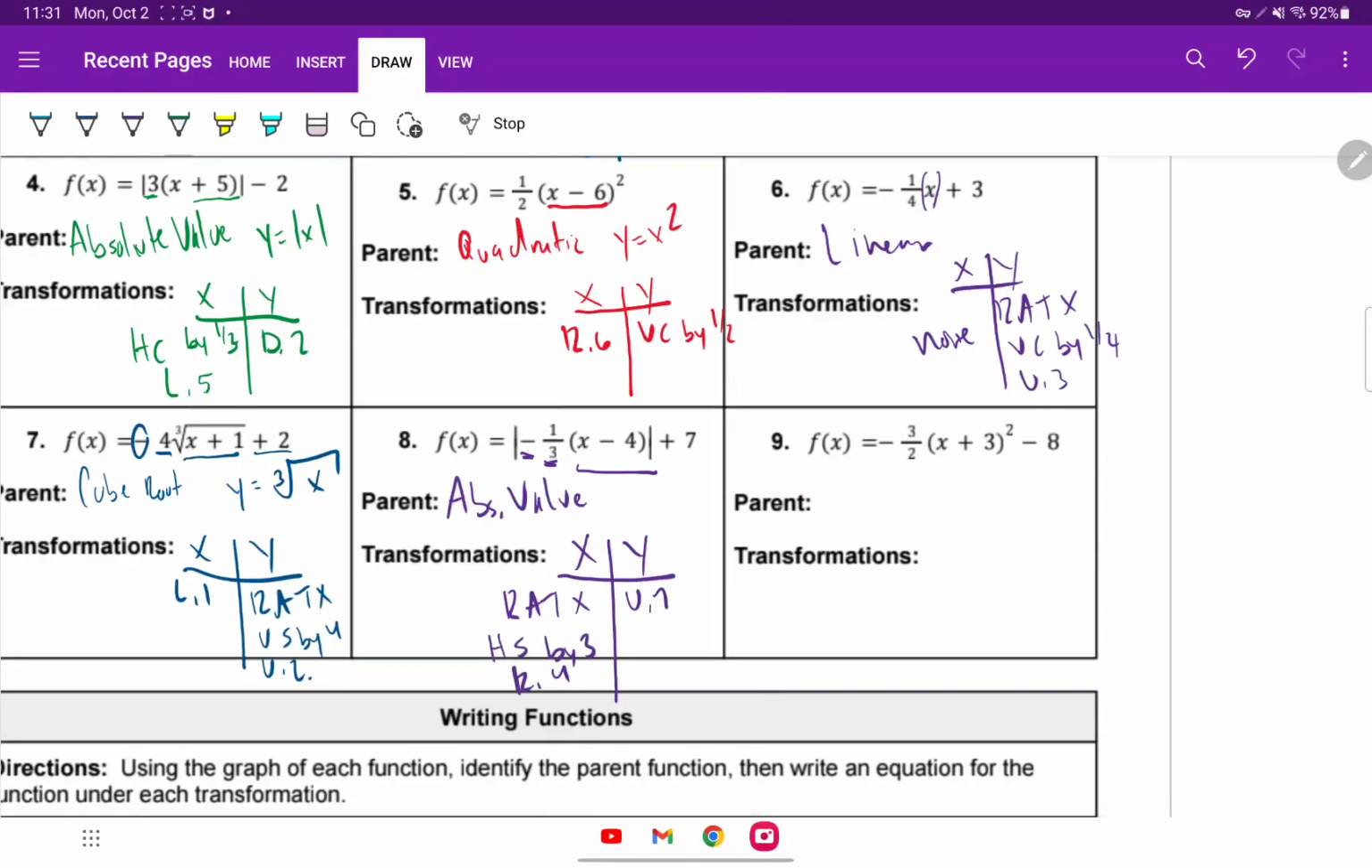And number 9, this has a square, so that's a quadratic. And in terms of transformations, starting from the inside, we only have 1. That +3 is a lie. So once you fix it, it's actually -3. And -3 moves to the left 3 units.